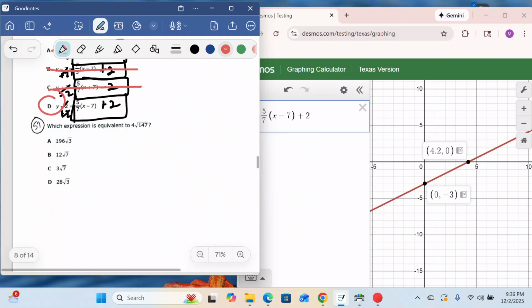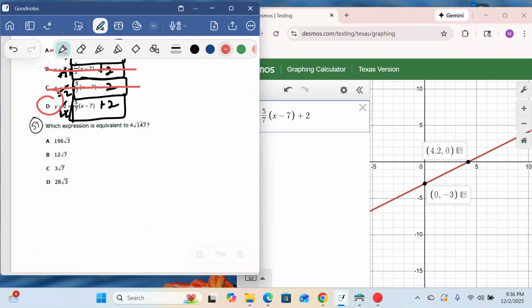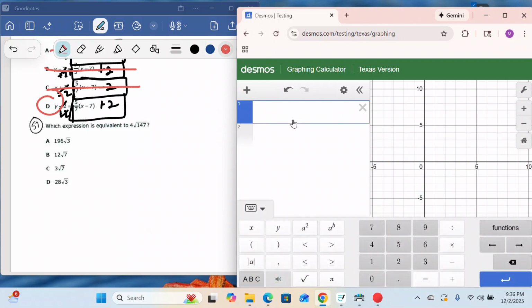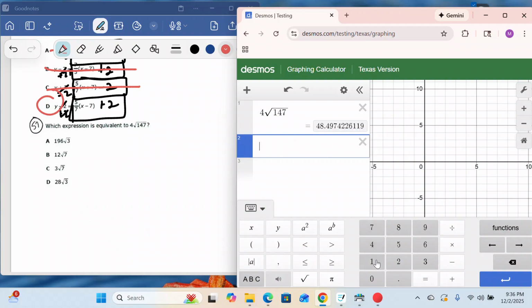Let's do 57. Which expression is equivalent to 4 square roots of 147? So all you have to do is input that one and find out which one matches our equivalent. So we have 147. I've got to find one that matches. So all I'm going to do is input every single one.